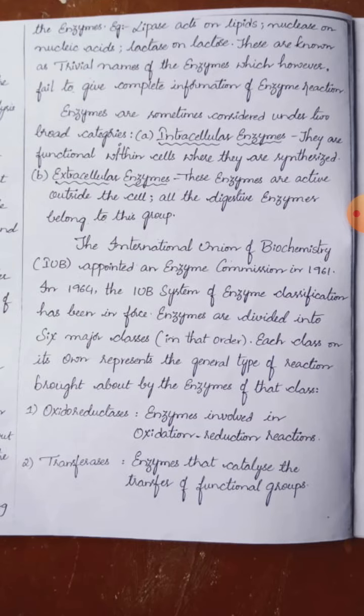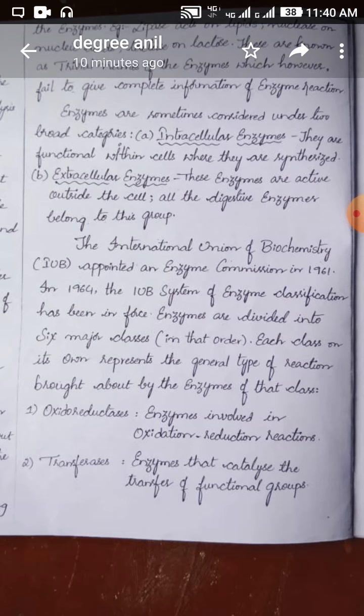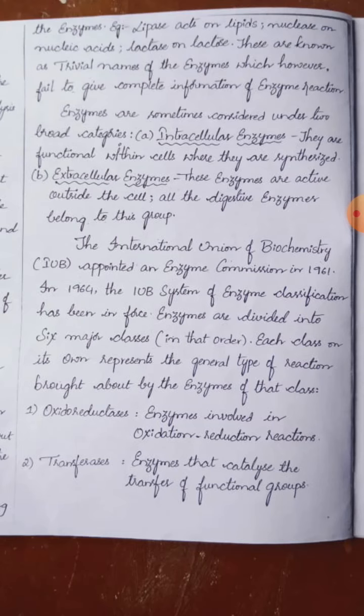Next one, enzymes are sometimes considered under two broad categories: intracellular enzymes and extracellular enzymes. Intracellular enzymes are functional within the cells where they are synthesized. But extracellular enzymes are active outside the cell. Examples are digestive enzymes. Next, the International Union of Biochemistry appointed an Enzyme Commission in 1961. In 1964, the IUB system of enzyme classification was enforced.